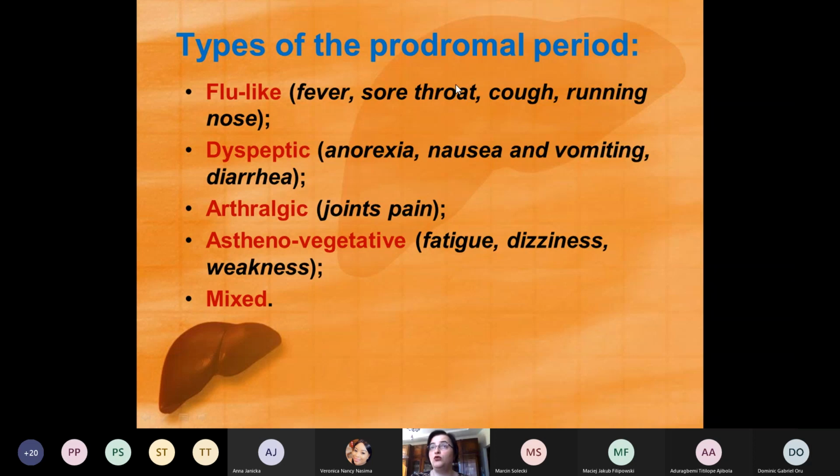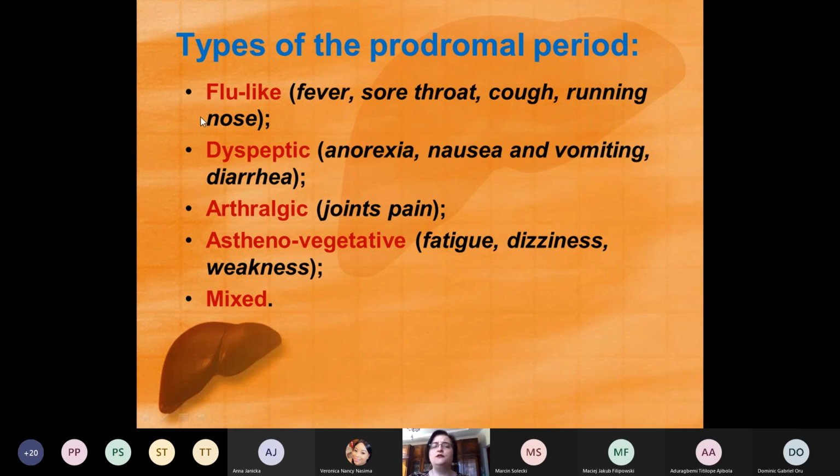What does prodromal mean? Before the real clinical manifestation of the disease, for example jaundice and all these inflammations that we will speak about a little later. There can also be a dyspeptic prodromal period. What does it mean? There can be anorexia, nausea, and sometimes vomiting, even diarrhea. We have to differentiate with all intestinal infections. Yes, I understand that hepatitis A and E are also like intestinal infections, but they influence the liver, not only the intestine.